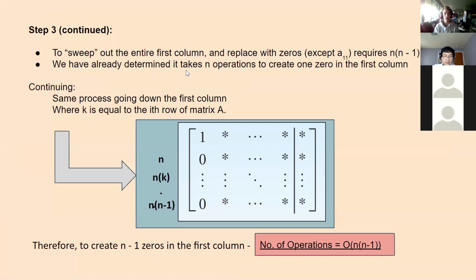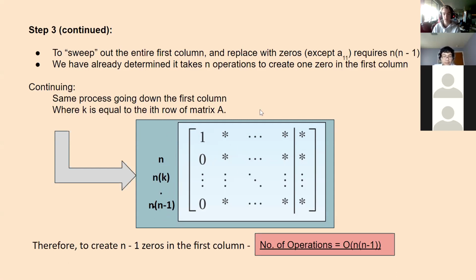Next, we can show that sweeping out the entire first column and replacing it with zeros, except for the leading one in entry A11, requires n times (n minus 1) operations. We can do that by showing we have already determined it takes n operations to create one 0 in the first column. So for each row we go down, we multiply that by the row. So the second 0 will be n times 2, n times 3, etc., until we reach n times (n minus 1). And it's n minus 1 because we do not count the creation of the leading 1 for now.